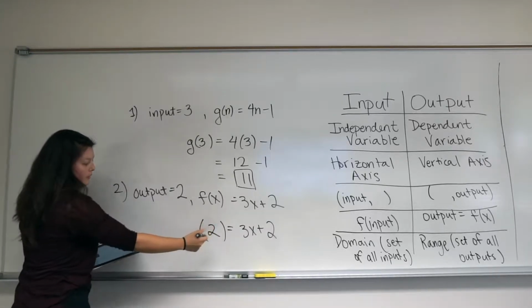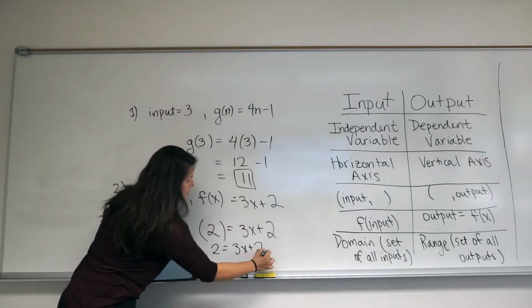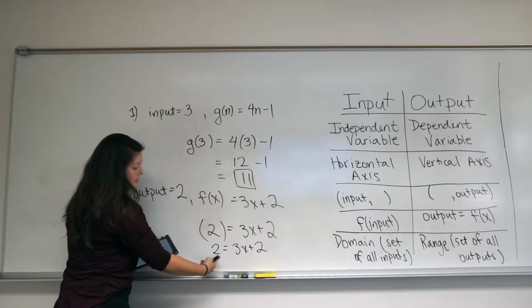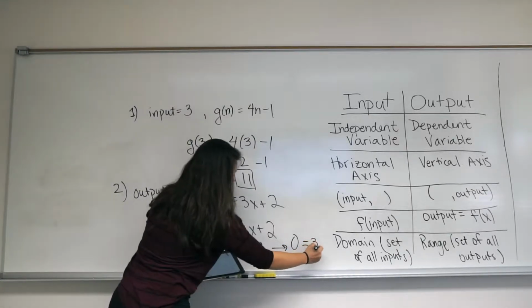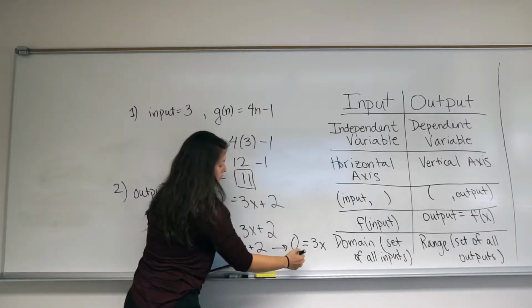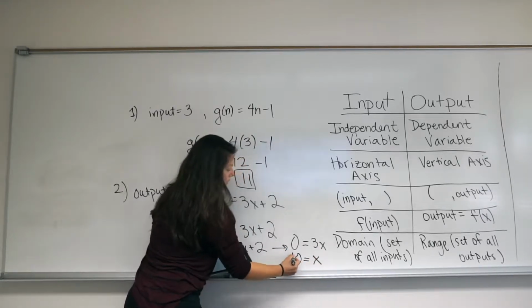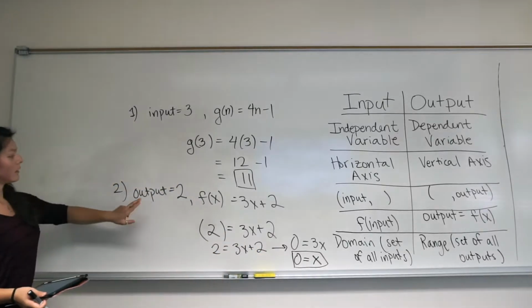And I'll replace my output with 2. And now we're going to solve for x. So we have 2 equals 3x plus 2. So to isolate x, we'll go ahead and subtract 2 from both sides. That's going to give us 0 equals 3x. And then divide both sides by 3. 0 divided by 3 is 0. If I divide 3x by 3, I get x equals 0. So I've solved for the input when I was given the output.